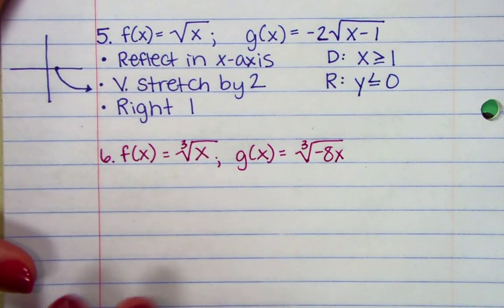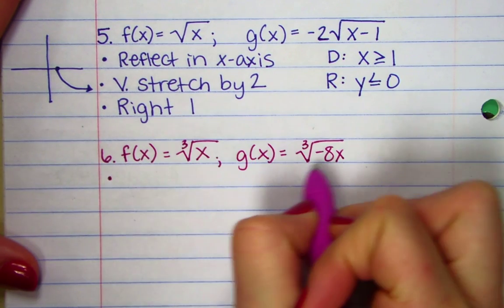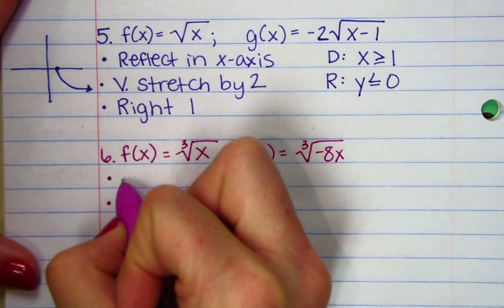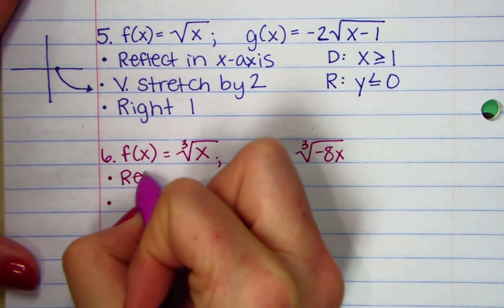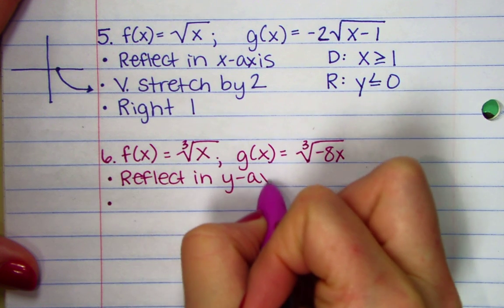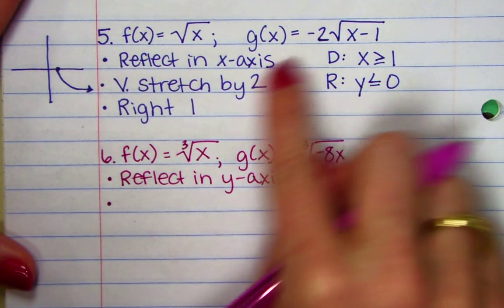A couple different things that we haven't seen on today's notes yet. Negative, but it's not out front, it's underneath. What happens when it's underneath there? That's a reflection in the y-axis. And the 8, it's not like this 2. This 2 is outside. That was a vertical stretch.